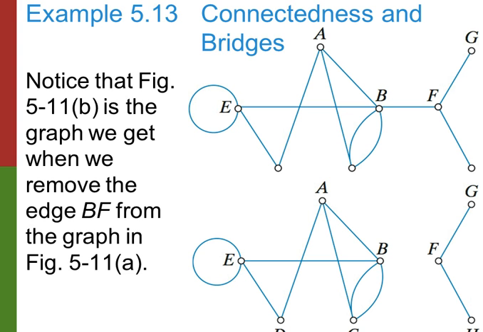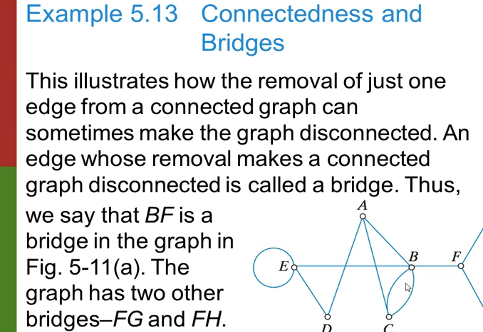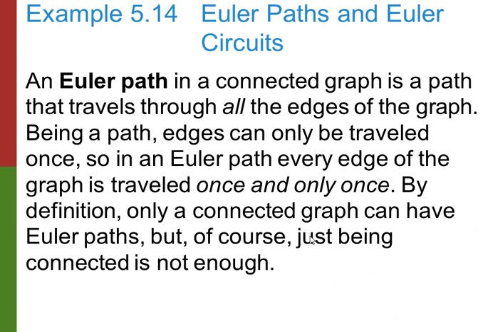Figure 11 is the graph we're looking at. Remove BF. Okay, well, I think we just did that, didn't we? This illustrates how removing just one edge from a connected graph can sometimes make the graph disconnected. If that's so, then we call that a bridge. So if I can remove an edge and I'm disconnected, then that's called a bridge.